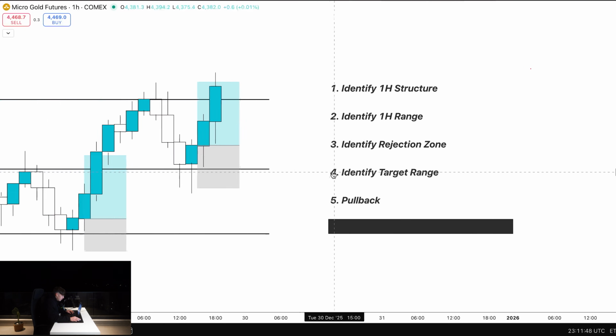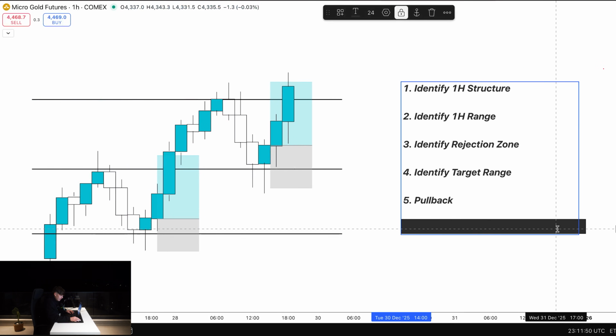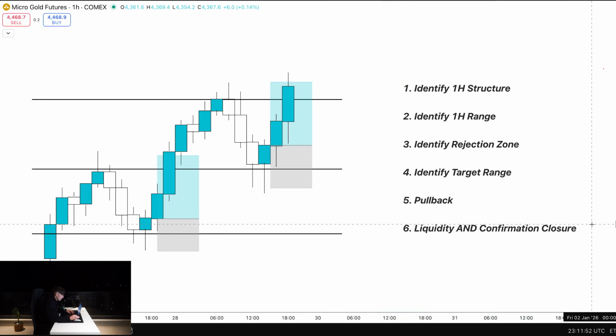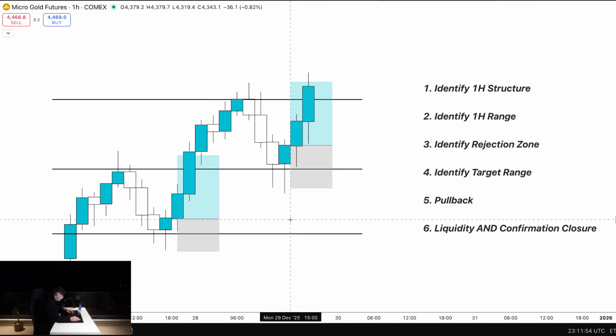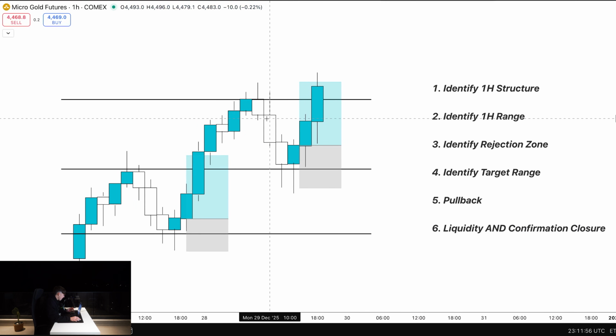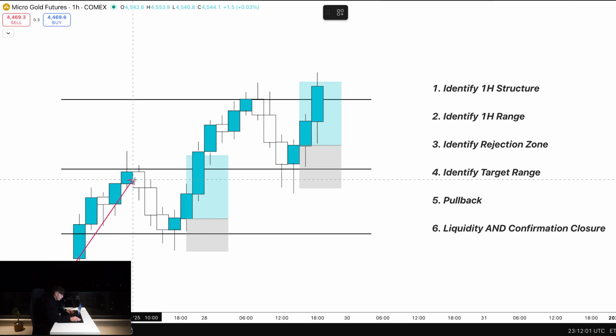So once that pullback has been made, very simply, we have to now take step number 6 into account. Step number 6 is liquidity and the confirmation close. Now, what that essentially means is once we've had this pullback, which you can see right here, first of all, we have our 1 hour structure, bullish. Second of all, the range has been made, we've tapped into the rejection zone, and now essentially we've identified our target range. Then we've had our pullback into the rejection zone, which is this support right here.